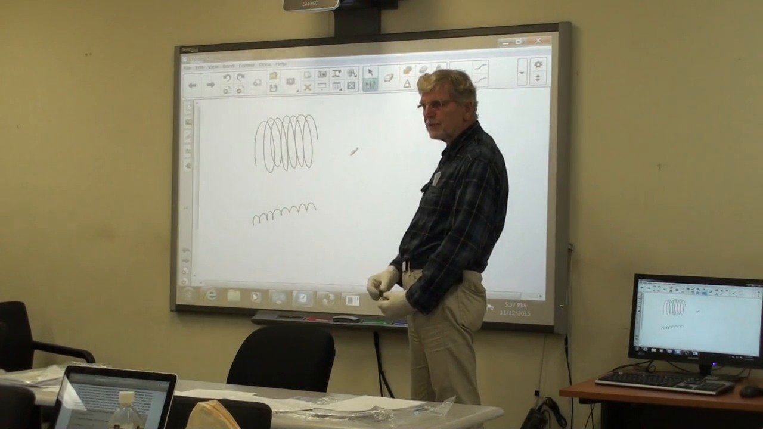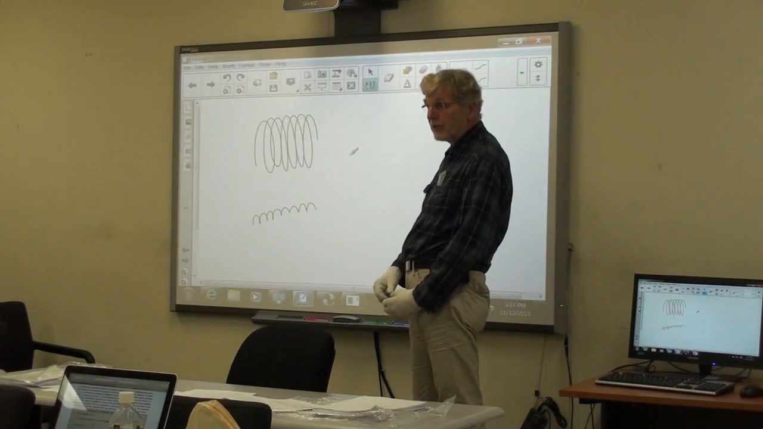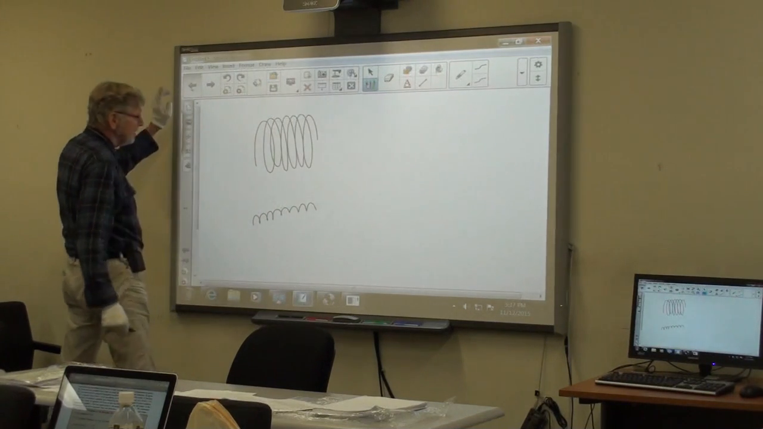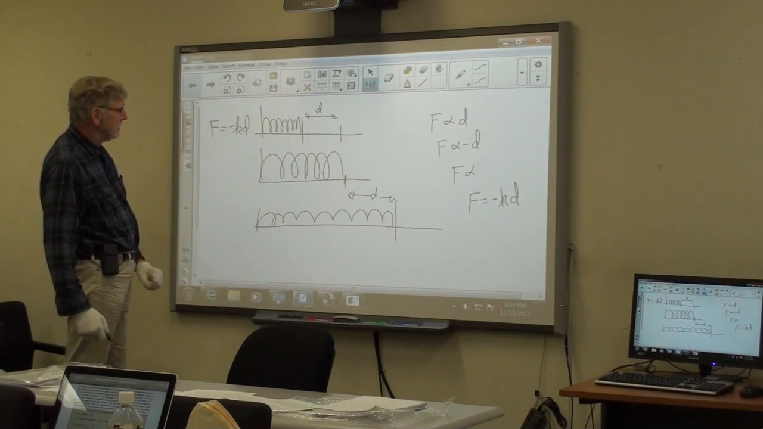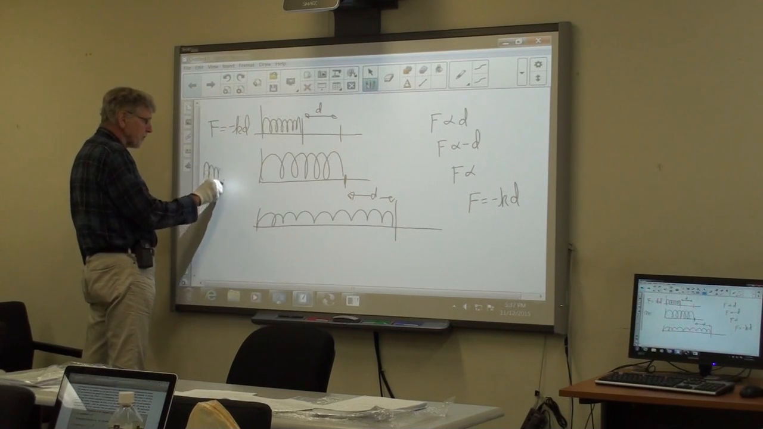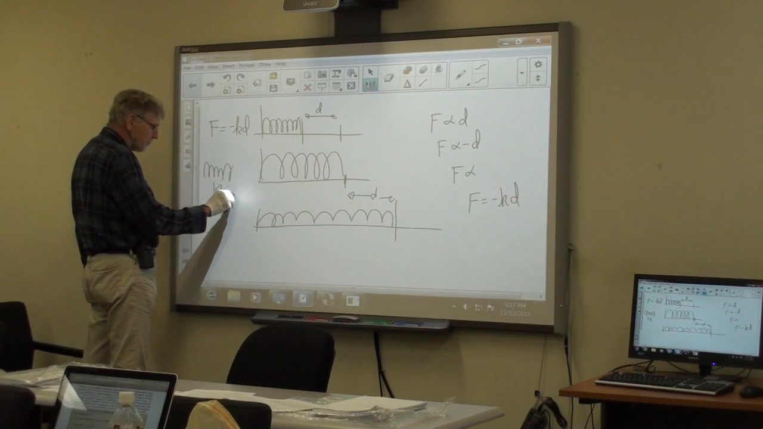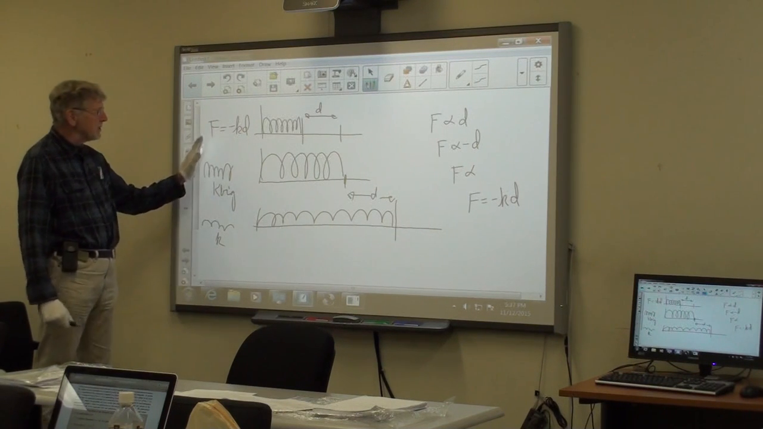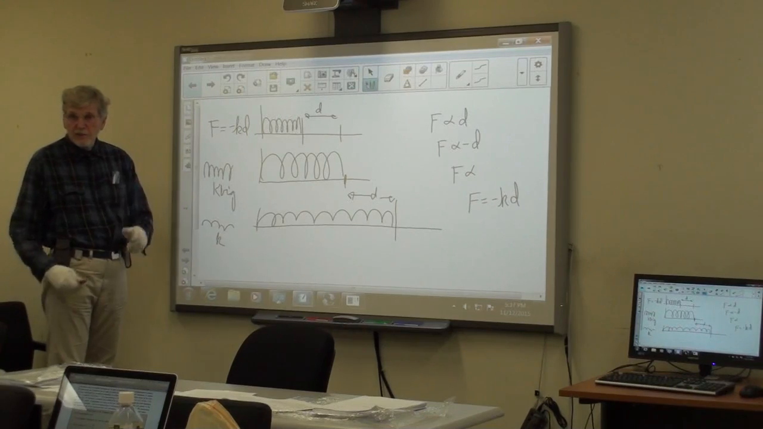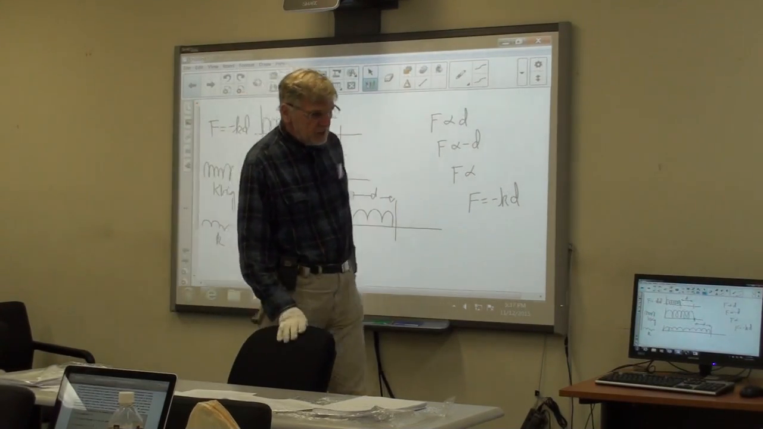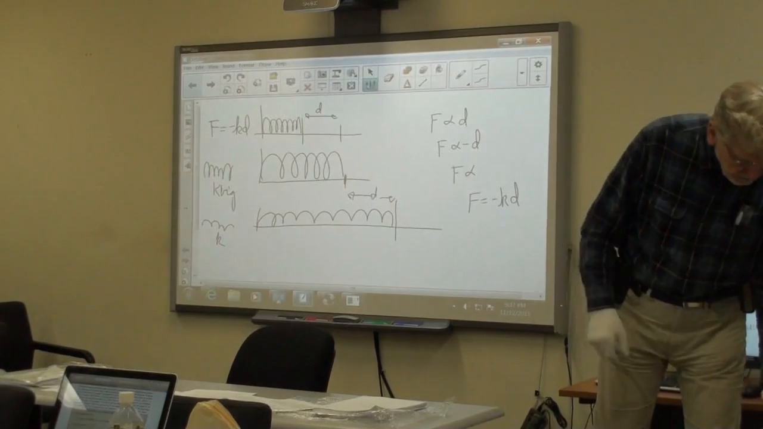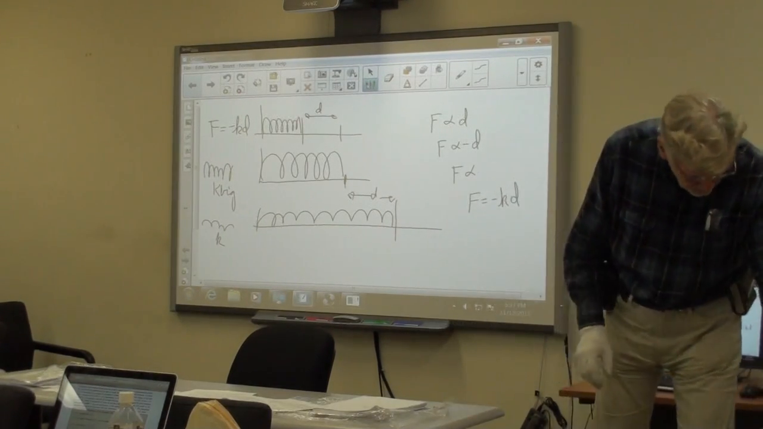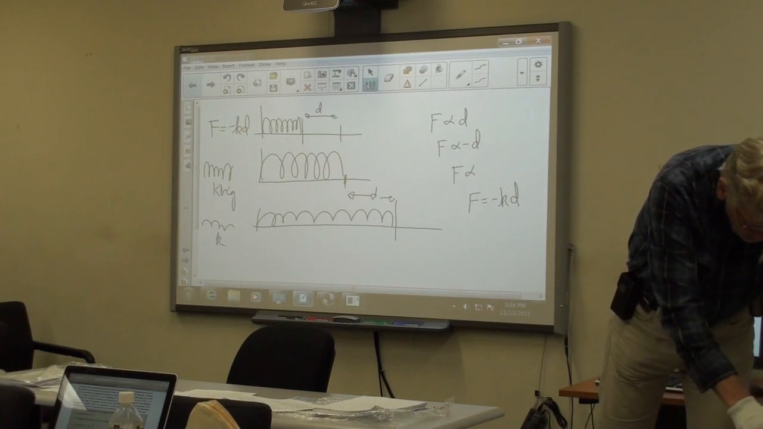Different springs have different amounts of resistance to compression. It's called the stiffness of the spring. That means, in terms of our formula, the K for a stiff spring has K big. But for a small spring, K is small. It means it doesn't take much force to get a big distance. So now I'm going to test you. Here I have two springs. I have this one. And then I have this one.